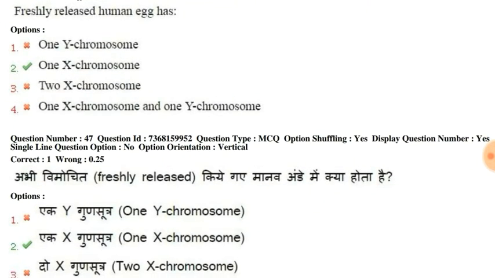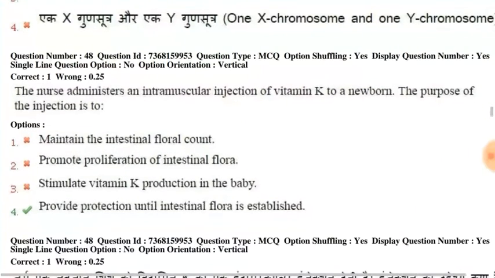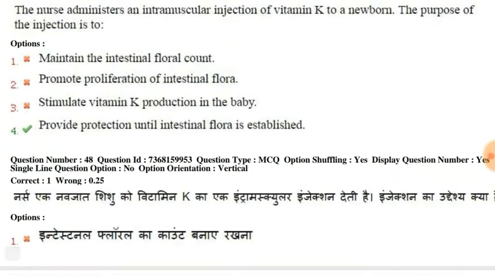Next question is, a freshly released human egg has. There are four options and the correct answer is the second one, that is one X chromosome. The next is, the nurse administers an intramuscular injection of vitamin K to a newborn. The purpose of the injection is to. There are four options and the correct answer is the fourth one, that is provide protection until intestinal flora is established.